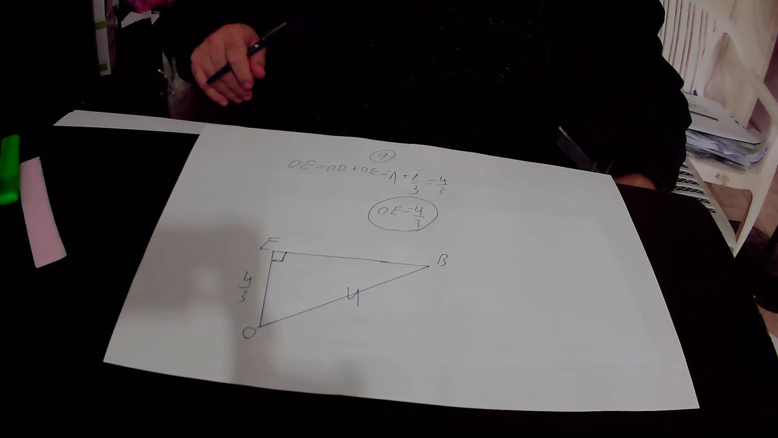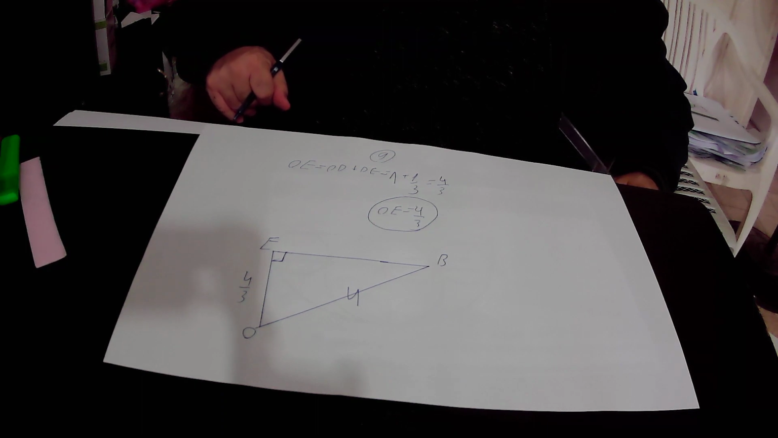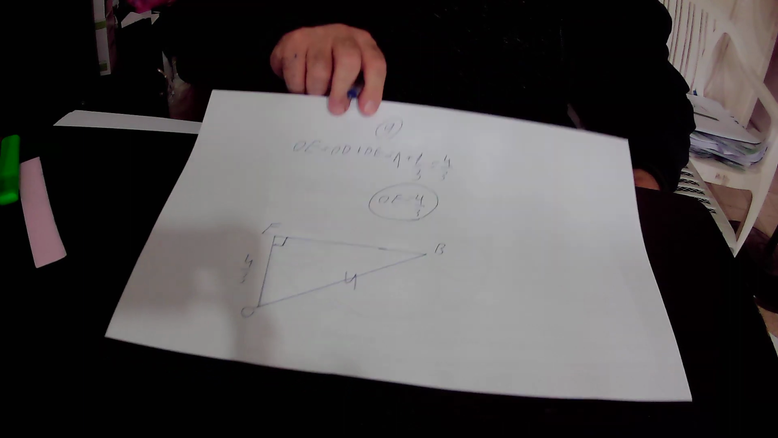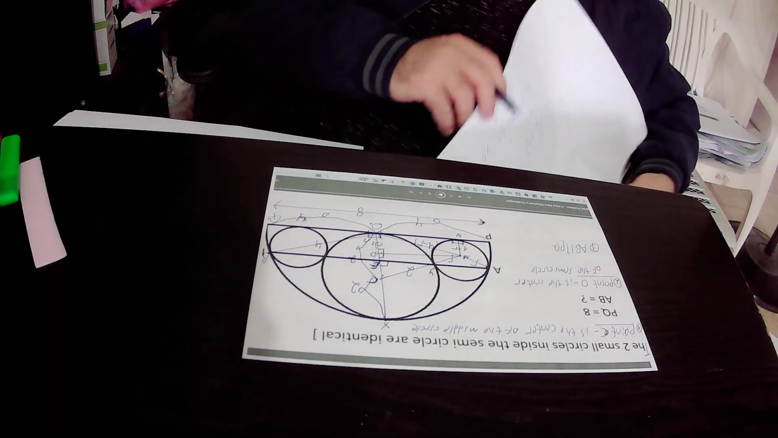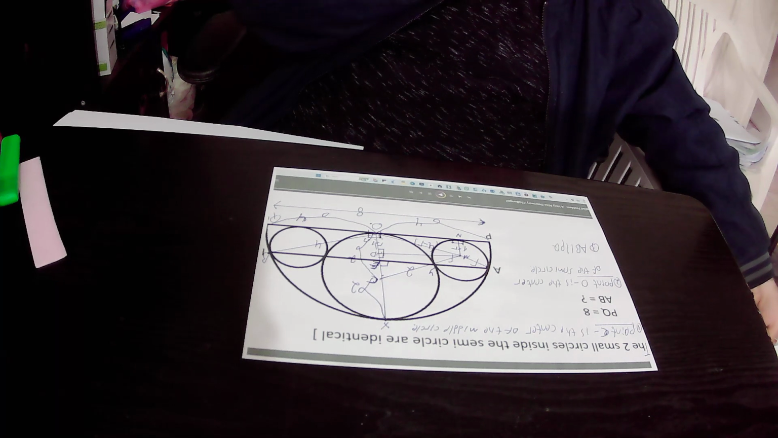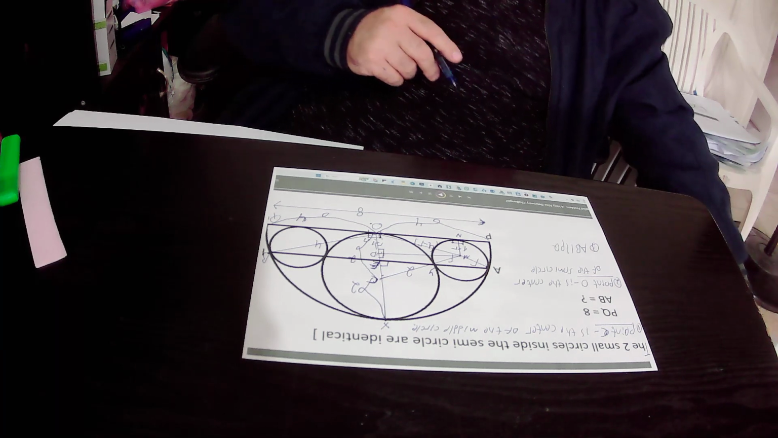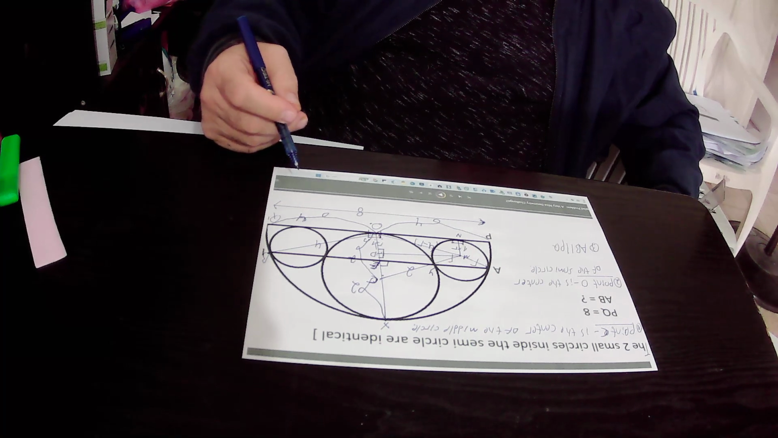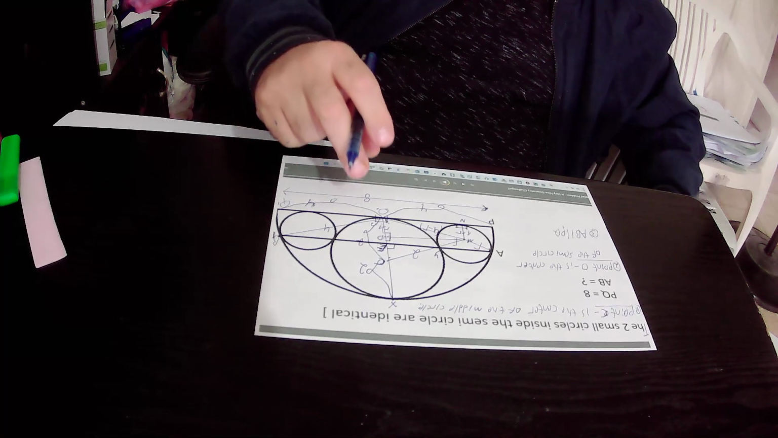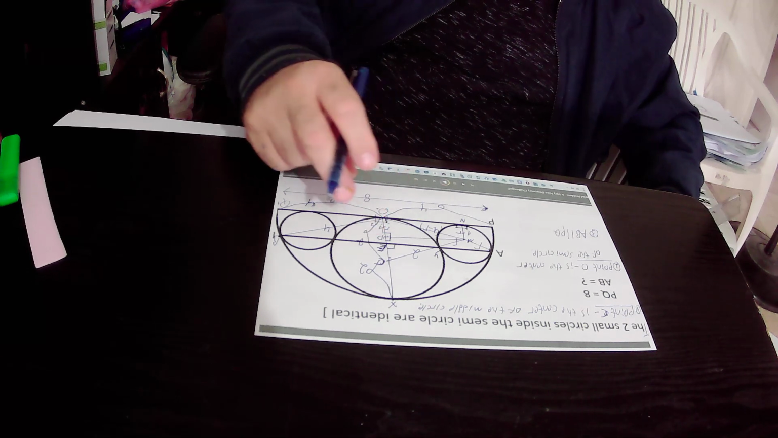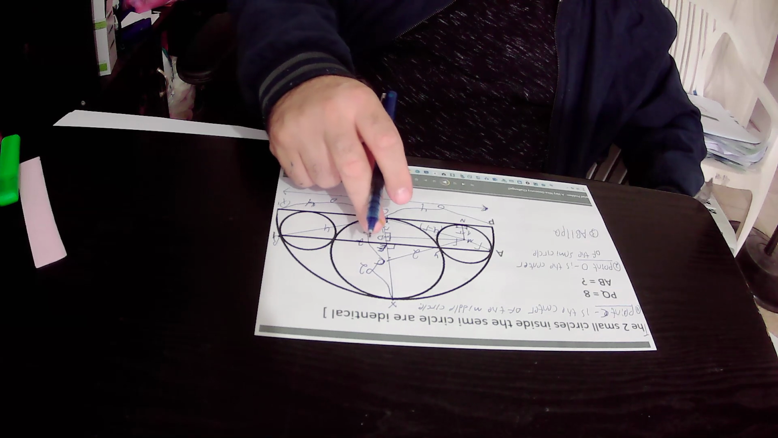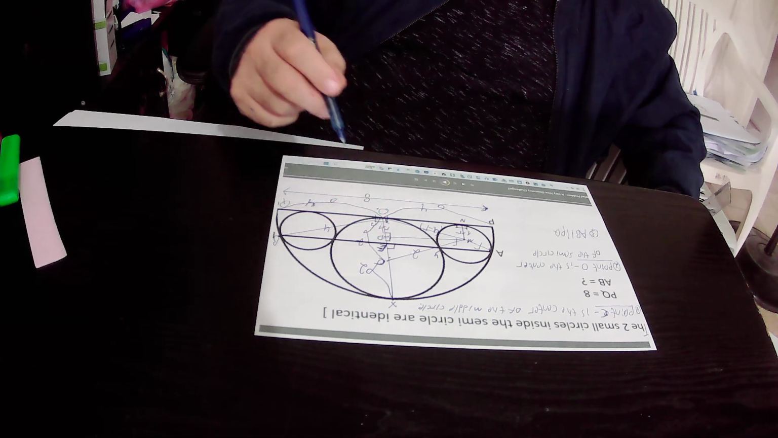So this is triangle EBO. I will prove that triangle EBO is a right triangle. Why is triangle EBO a right triangle? Because we have a rule that states that corresponding angles between parallel lines are equal to each other.